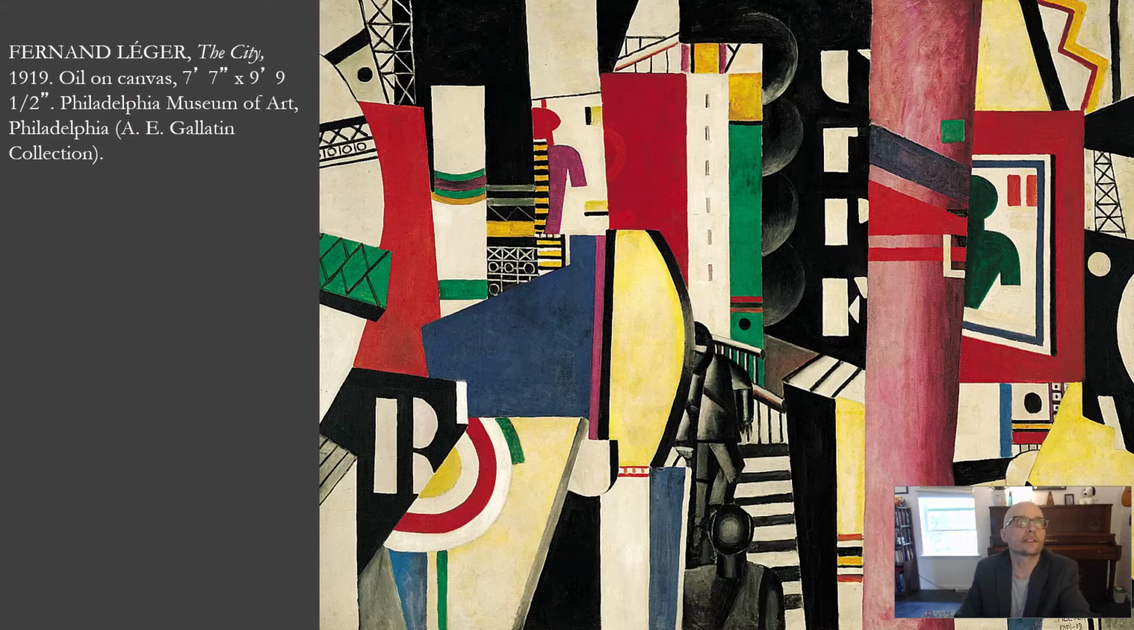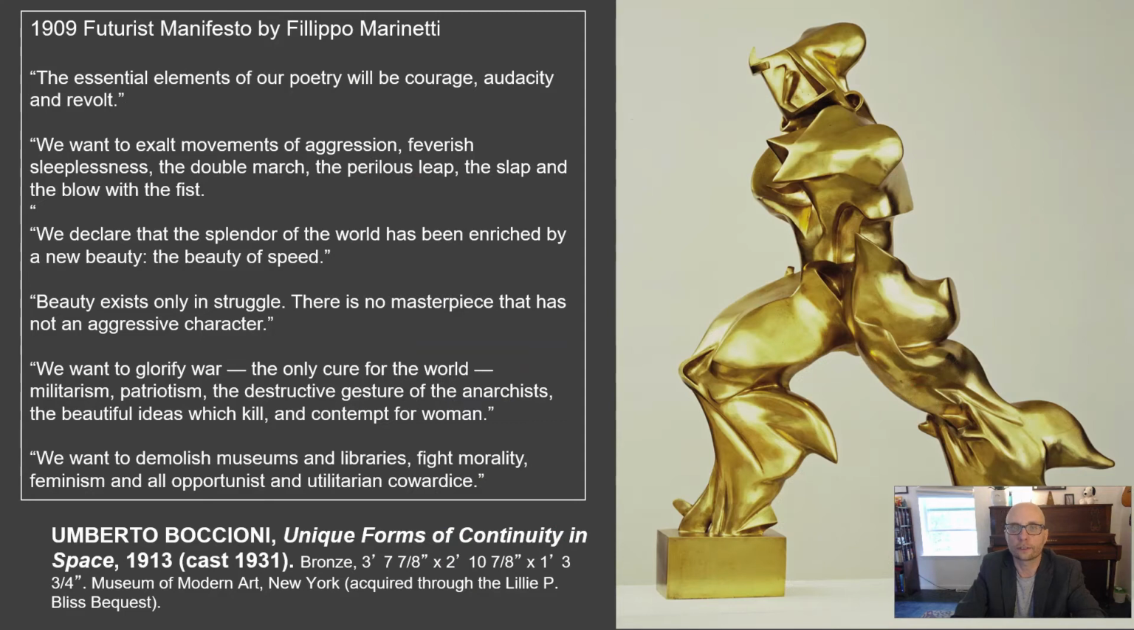And we can also see that in this work, The City, where Léger has taken forms from factories and factory workers and aspects of modern life and abstracted and fragmented them into almost a collage kind of effect. But there's a real mechanical quality to a lot of Purism. I want to now talk about a group of artists called the Futurists. And I'm sorry I don't have that more clearly labeled up here, but here it is, the Futurists.